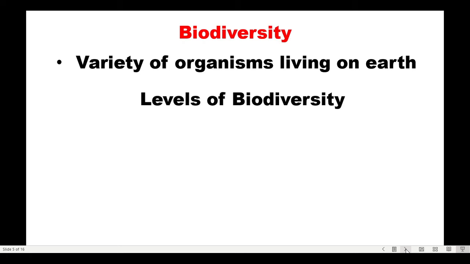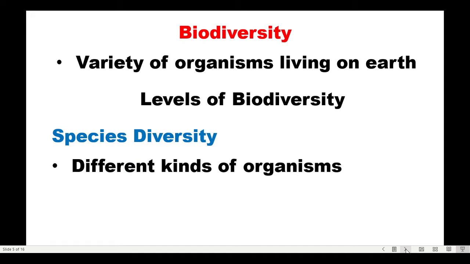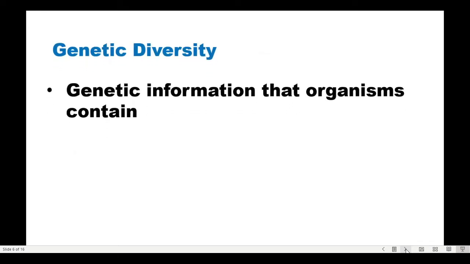What are the levels of biodiversity? First, species diversity, which means there are different kinds of organisms living in this particular area, which are interacting with one another. Next is genetic diversity, the genetic information that organisms contain.